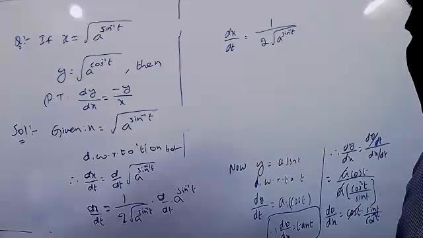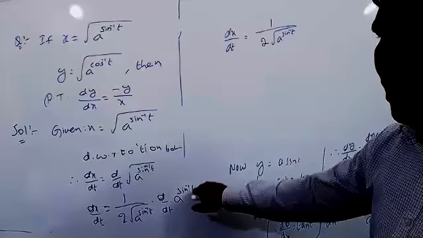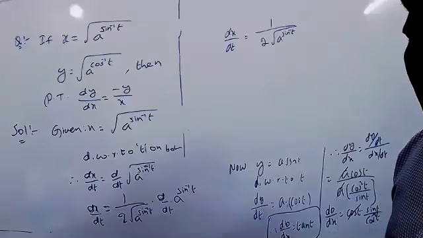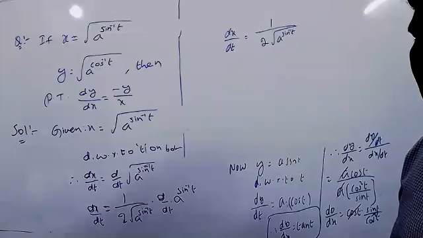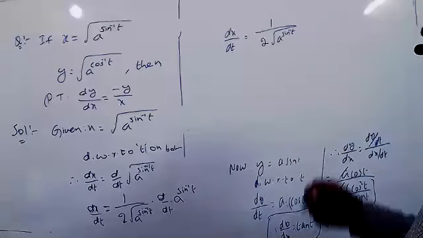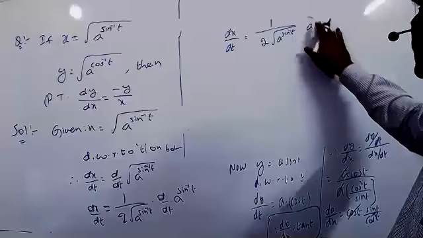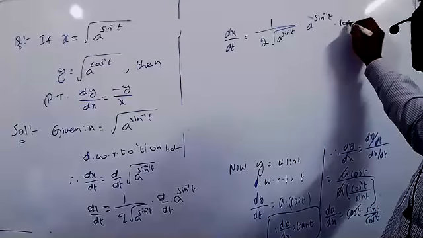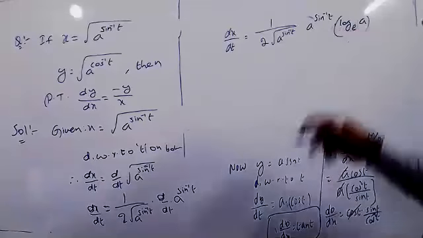Here it is differentiation of a in the form of a power x, where x equals sin inverse of t. Differentiation of a power x equals what is the formula? A power x into log a base e, correct. That means a power sin inverse of t into log a base e.